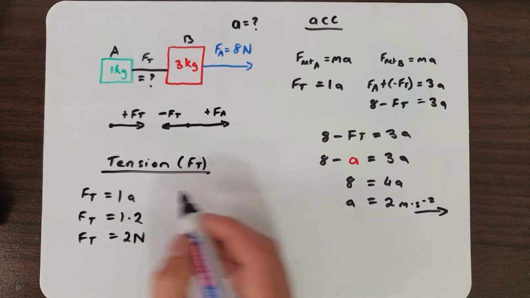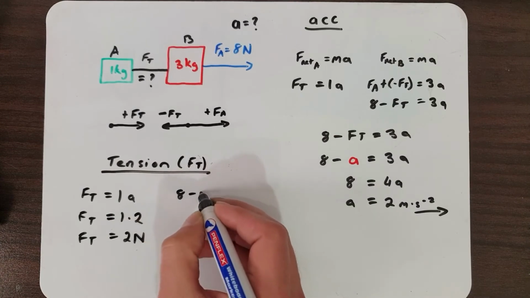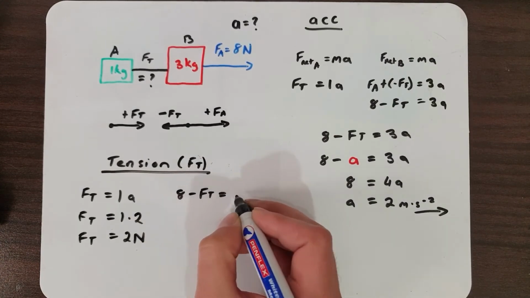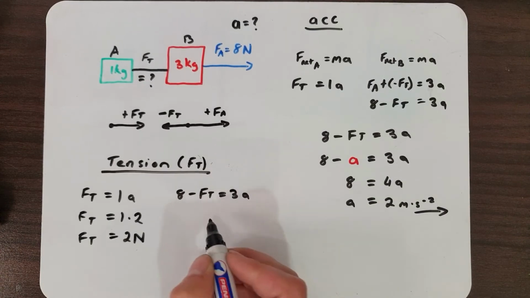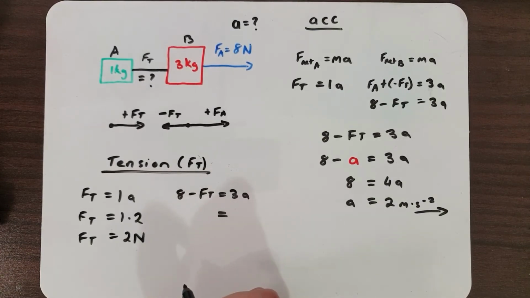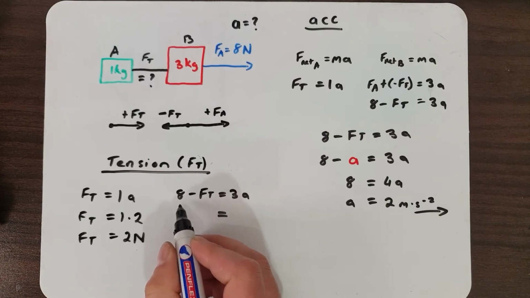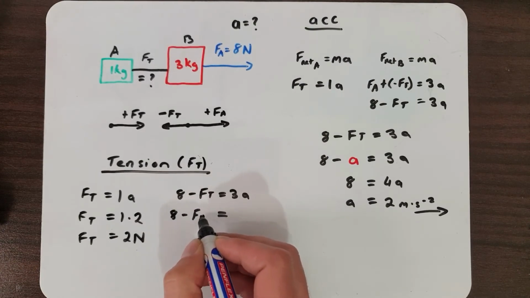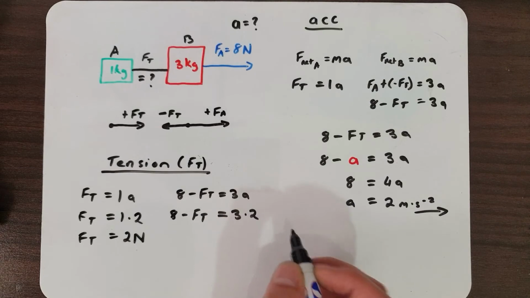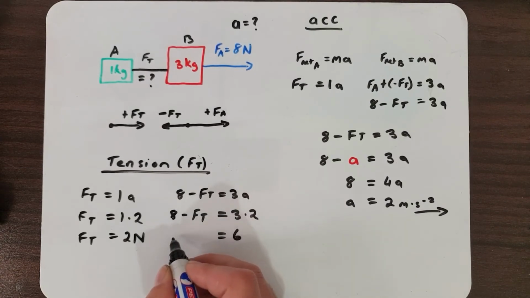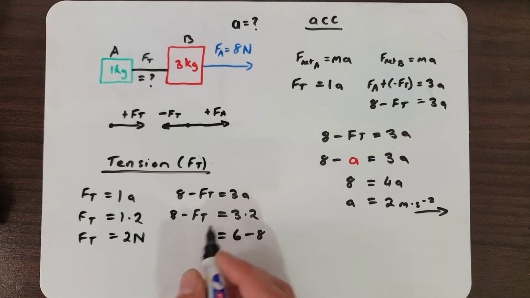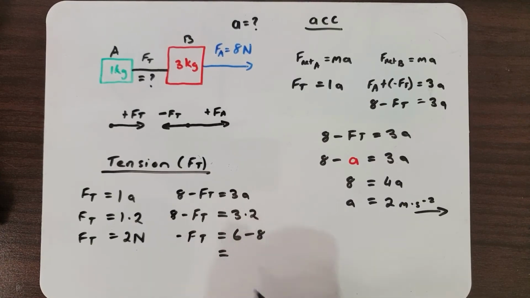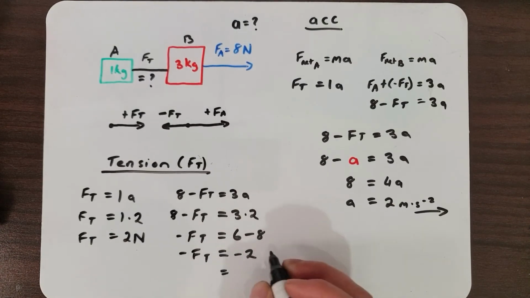Just the same, we can then use that formula where we have 8 minus Ft is equal to 3A. Our 8 is obviously the force being applied, and so we've got 8 minus Ft is equal to 3, and now we know our acceleration is 2. So that gives us 6, and 6 minus 8 is equal to our negative tension force, which then means we've got -2 negative tension, which means our total tension force there is 2 newtons.